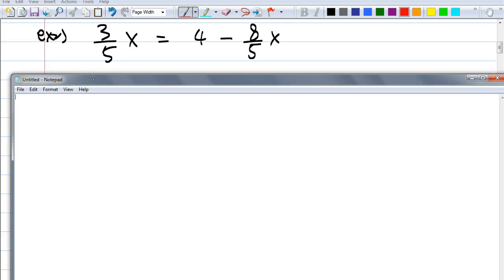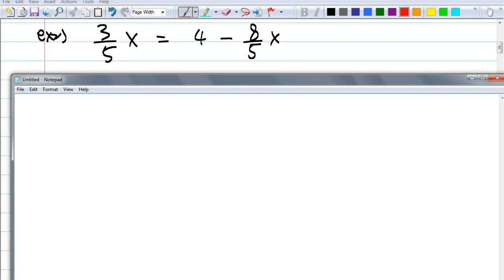Example 2 has, look at example 2. It says 3 over 5x equals 4 minus 8 over 5x. Look at the coefficient. The coefficients of these terms, the ones with the variable, are fractions. Okay, so that's fine. So what do you think we should do first?